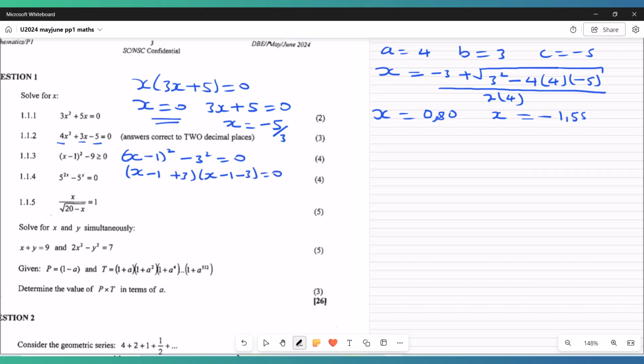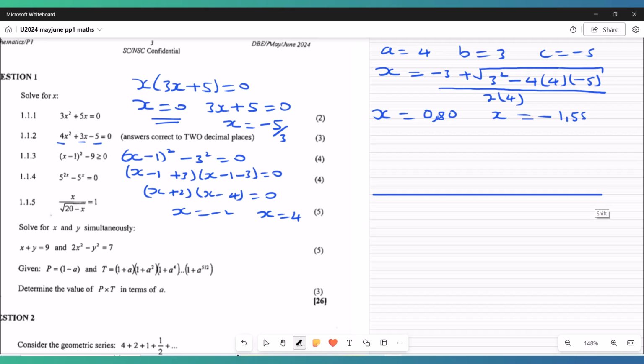This gives us x plus 2, times x minus 4, equals 0. So what we have here are x equals minus 2 and x equals 4. The moment you get the critical values, you can now draw your number line, and then put the critical values.